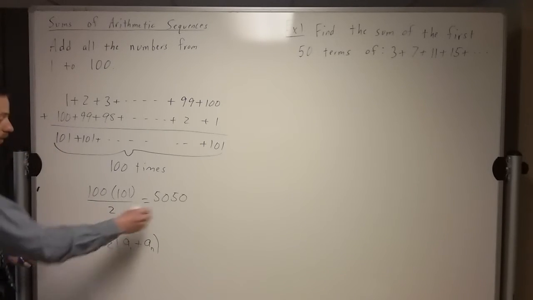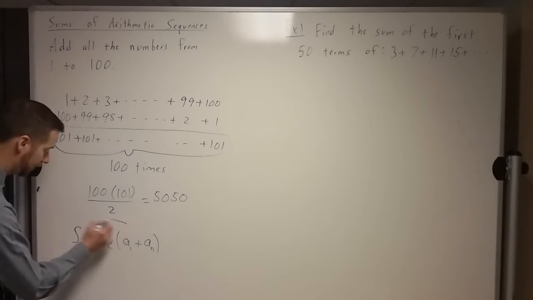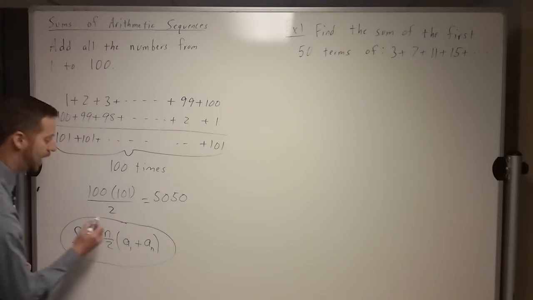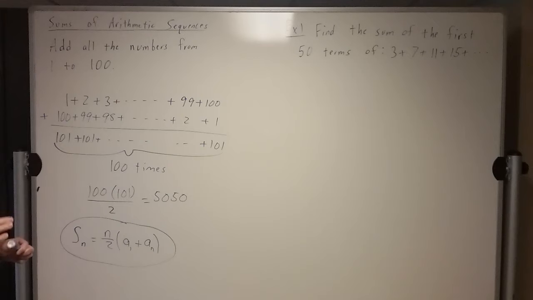Now in this particular one we just did, n was 100, but this is the general formula for how we could find the sum of the first however many terms of any arithmetic sequence. So this is the big deal for today. This is the thing we're going to be using in order to find sums of arithmetic sequences.